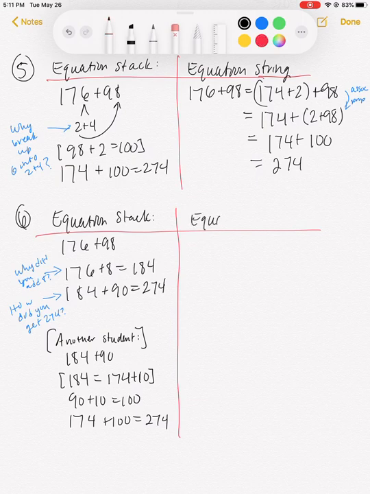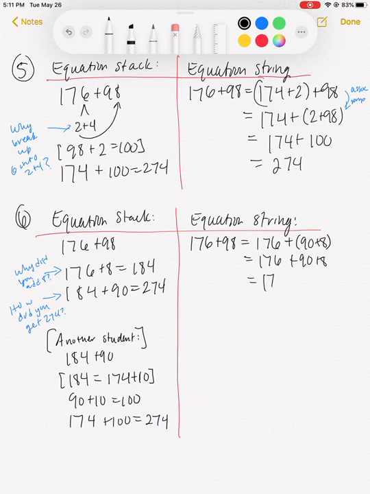For the equation string, again, we want to incorporate all of this thinking that students did. So adding 8 to 176 was done first. So the 98 had to have been broken up into 90 plus 8, and then the 8 added on. Okay. Starting with the original problem, we want to break up our 98 into 90 plus 8. And then we're going to use the commutative property to get the 8 next to the 176, so they can add together, because that's what the next step was, 176 plus 8. And that was 184.